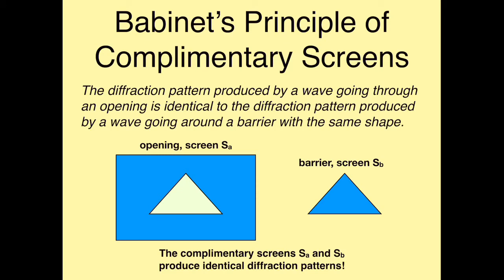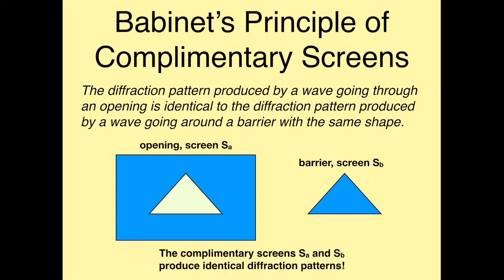Well, to answer that question, we have Huygens Principle of complementary screens. This says that the diffraction pattern produced by a wave going through an opening is identical to the diffraction pattern produced by a wave going around a barrier with the same shape. So let's take a look at an example. So here's an opening. It's shaped like a triangle. So we take a screen and we cut a little triangle out of it. Let's call this screen SA.